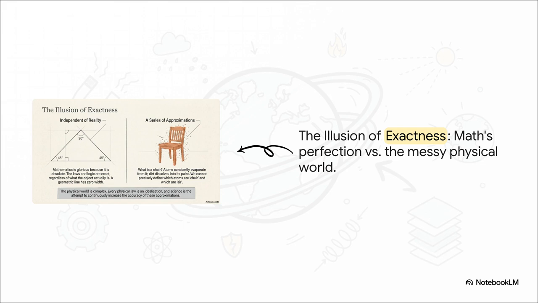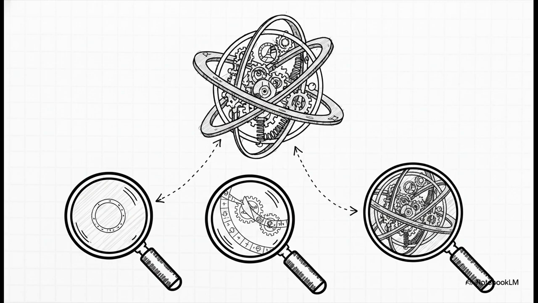This brings up a huge difference between the world of math and the world of physics. Mathematics can deal with perfect, abstract things like a geometric triangle. But the physical world, it's messy. Take that chair. What is it exactly? The atoms on its surface are constantly flying off, dirt is working its way into the paint, you literally can't define it with perfect mathematical precision. It's an approximation.